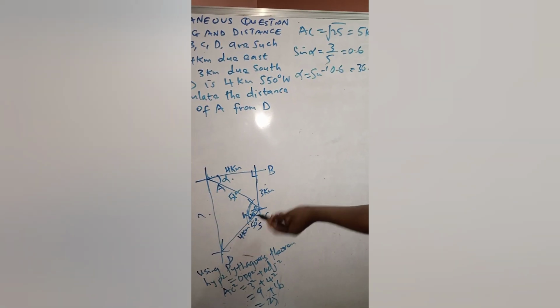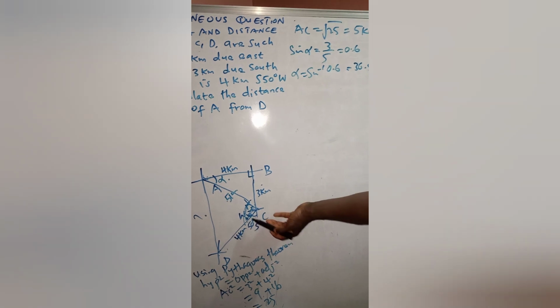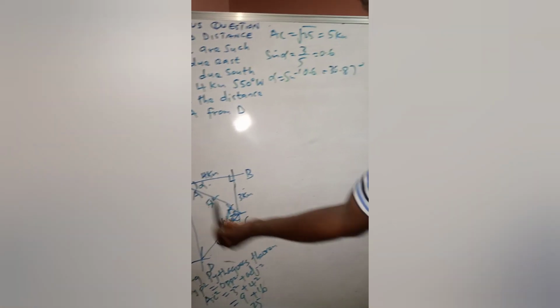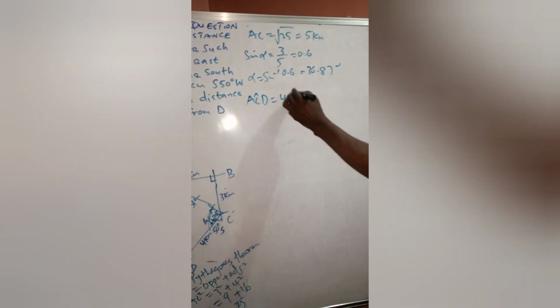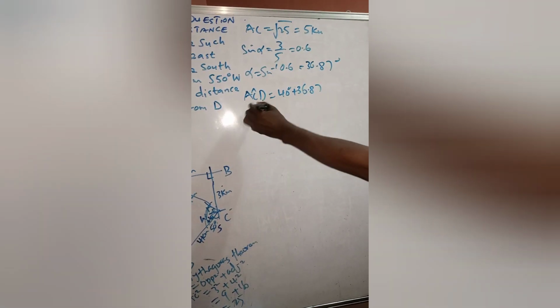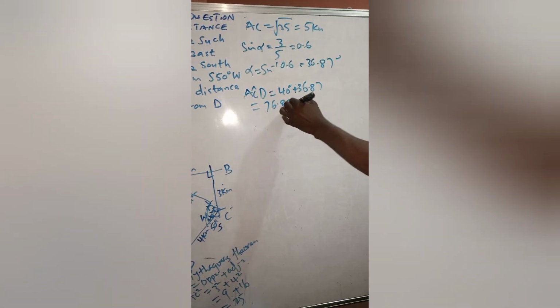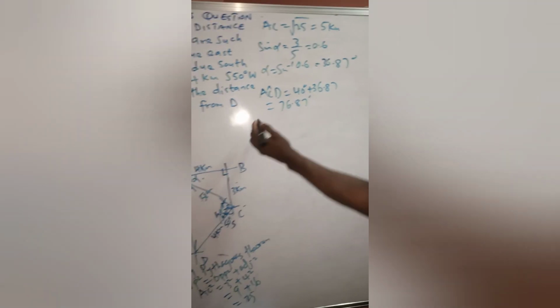Which is also here. So the angle here will now be alpha plus 40 degrees. So angle ACD is 40 plus 36.87, that is 76.87.